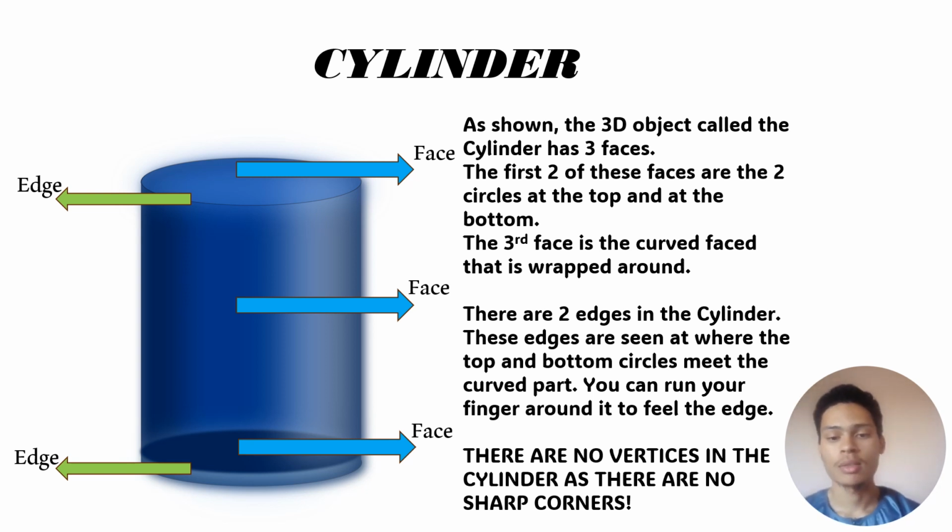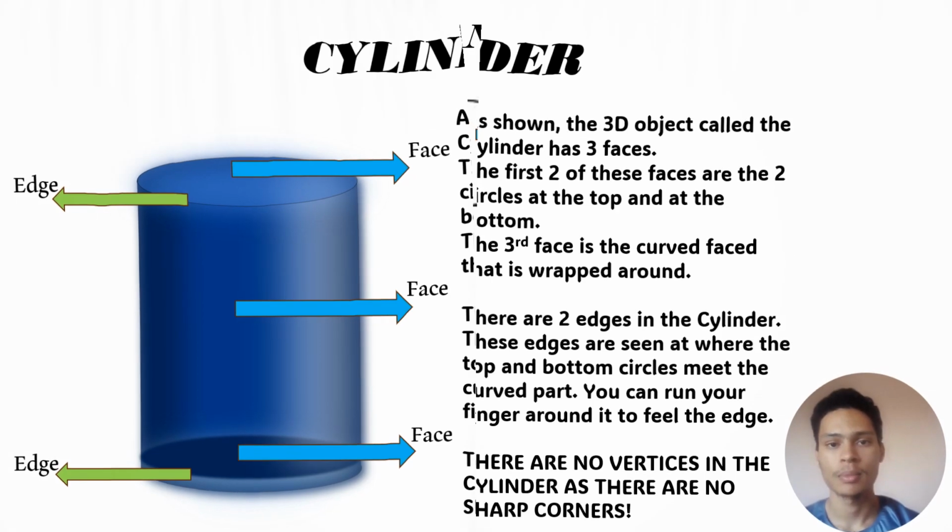There are 2 edges on the cylinder. As you can see with the green arrows and the name edge, these edges are seen where the top and the bottom circles meet the curved part. You can run your finger around it to feel the edge. In a cylinder, there are no vertices because there are no sharp corners.